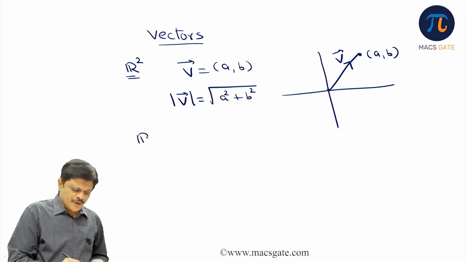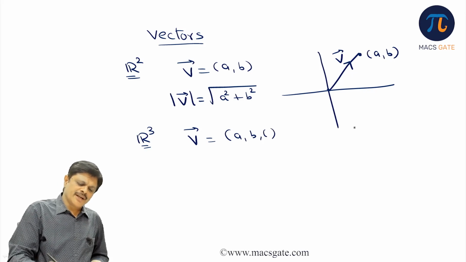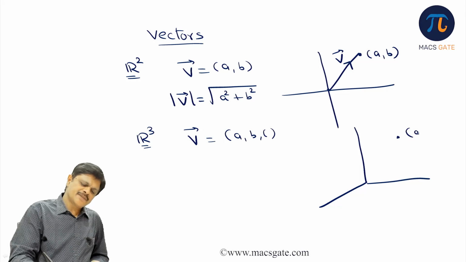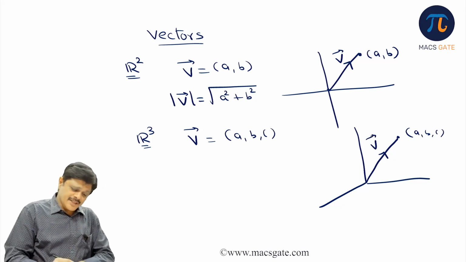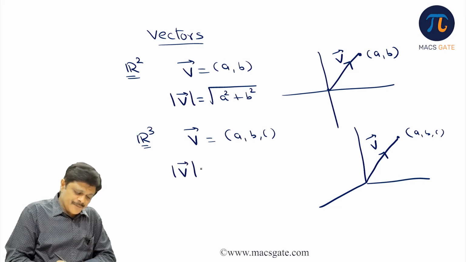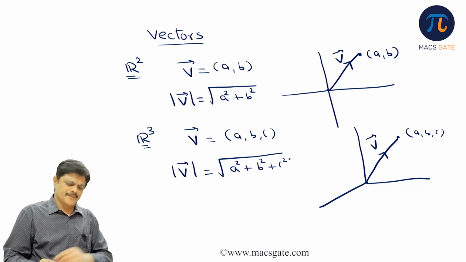And in R cube, how do you represent the vector? We represent the vector as (a, b, c), which is a point in space. We represent the vector as a directed line segment joining (0, 0, 0) to (a, b, c). What is the length of this vector? The distance from (0, 0, 0) to (a, b, c), which is the square root of (a minus 0) whole square, that is a square, plus b square plus c square.